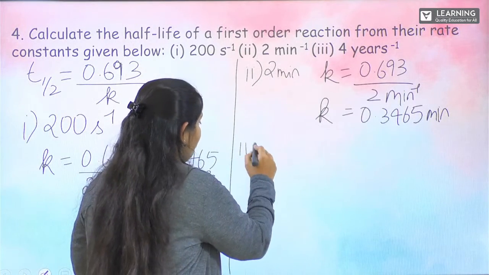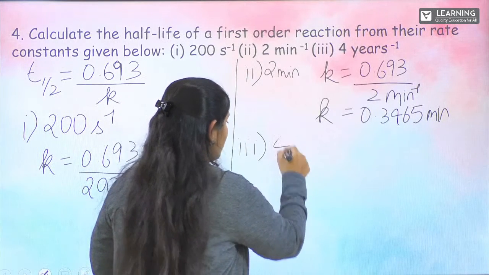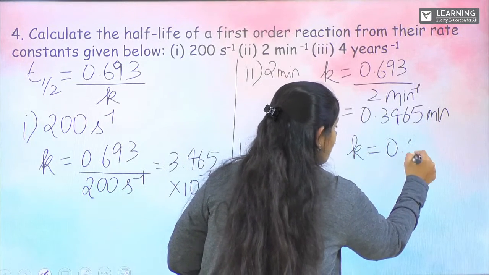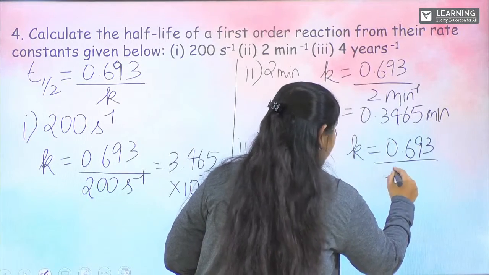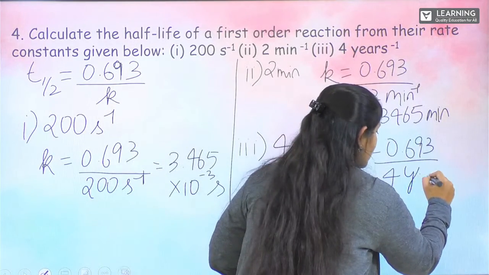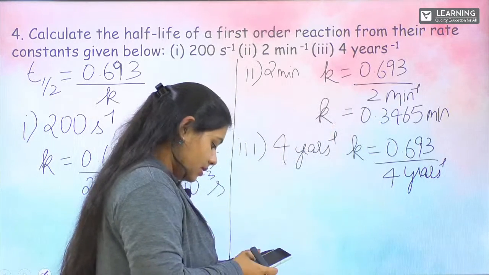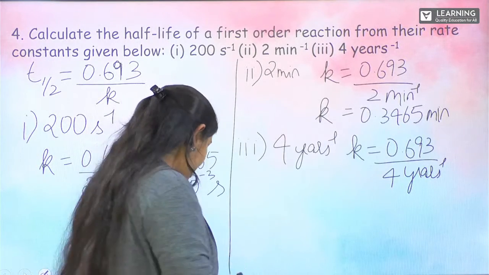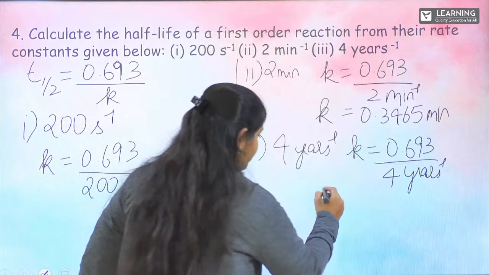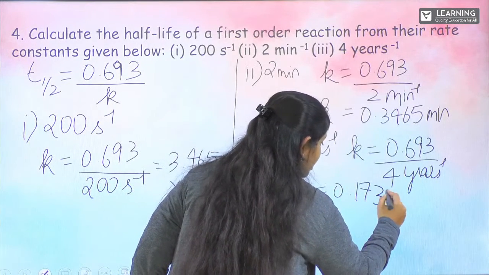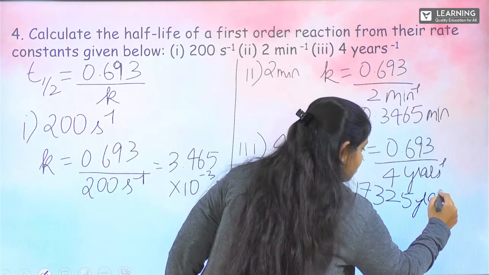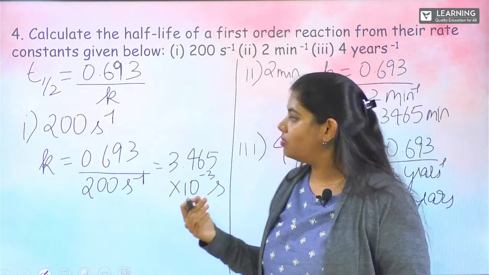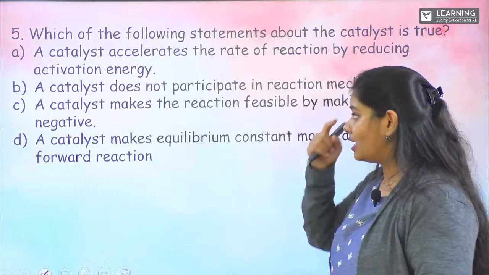The third one, 4 years inverse. K is going to be equal to 0.693 divided by 4. Here it's going to be years inverse. 0.693 divided by 4 is going to give us 0.17325 years. Clear? So these are the 3 rate constants that we had to find out. Simple. Now we'll move to the fifth question.